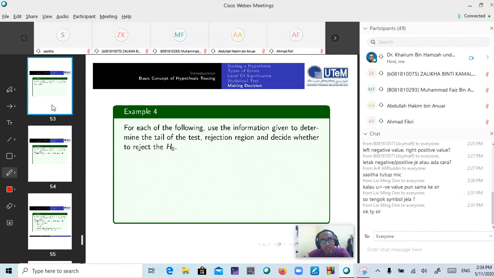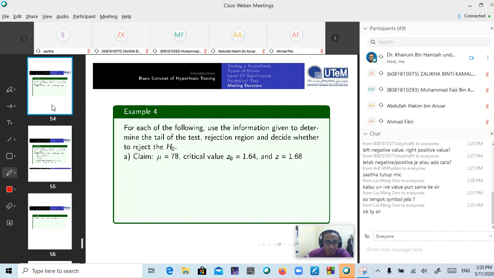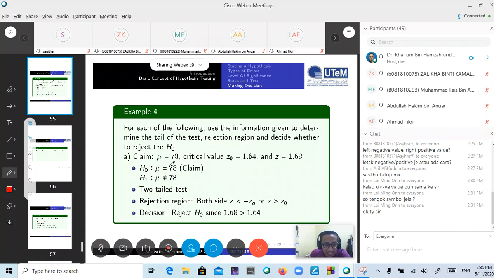For each of the following, use the information given to determine the tail of the test, the rejection region, and decide whether to reject the H naught. Okay, so it's already given. Your claim mu equal to 70, critical value z equal to 1.64, and z equal to 1.68. From this one, claim mu equal to 70 is stated at the H naught because it has the equal sign.